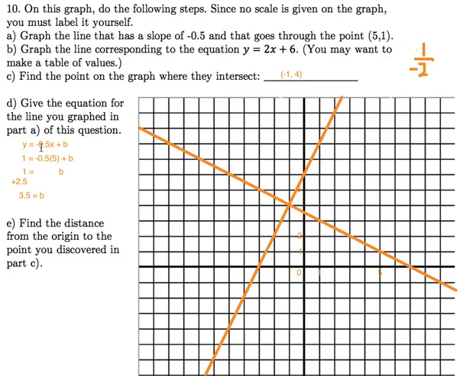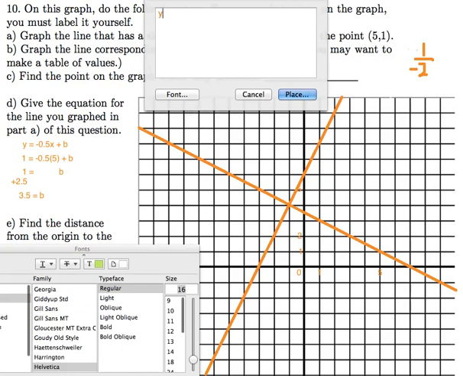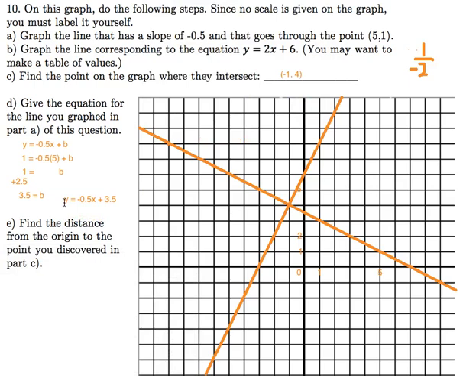So since I know that my slope is -0.5 and my b is 3.5, I can write the full equation. Y equals my slope, -0.5 times x, plus my y-intercept, which is 3.5. Or you could also say that it's 7 over 2. And there's your answer, y equals negative 0.5x plus 3.5.